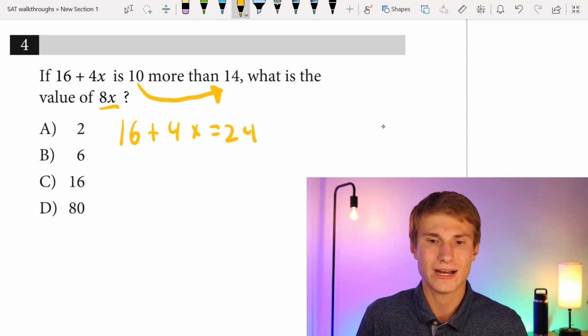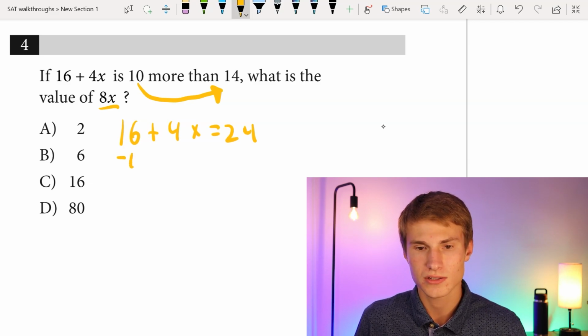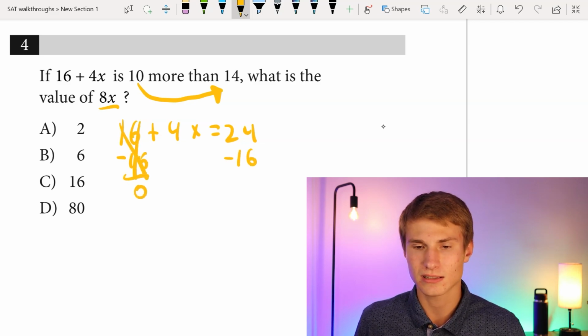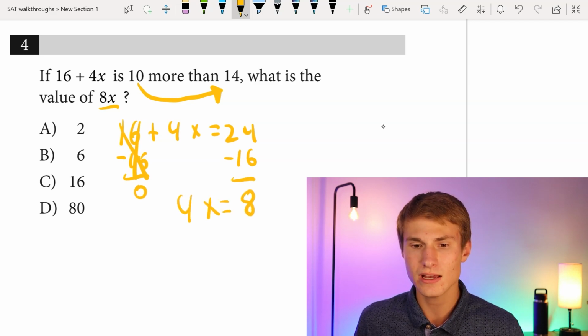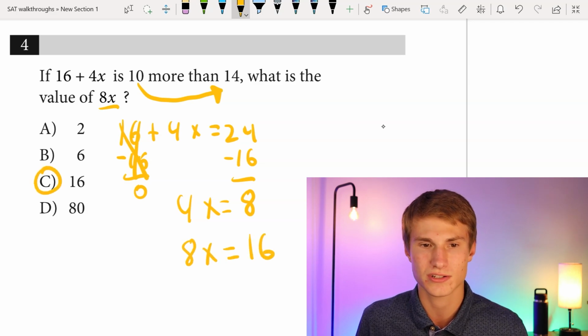Now we got to solve for 8x. So in order to solve for 8x, what I see is that that's a double 4x. So I'm going to find what 4x is and then just double that. So I'll go ahead and subtract 16 from each side. And I see that's going to leave me with 4x is equal to 8. So now that I know 4x is equal to 8, I can just double 4x. That's going to give me 8x. And then I just double 8. Doubling 8 is going to give me 16. I see 8x is 16. So my answer there is going to be C for number 4.